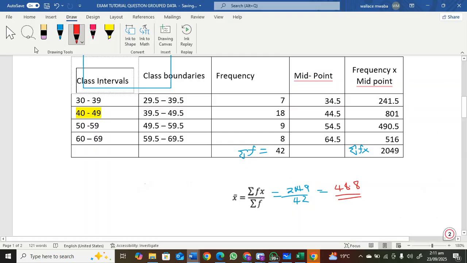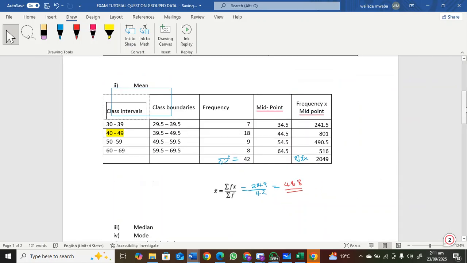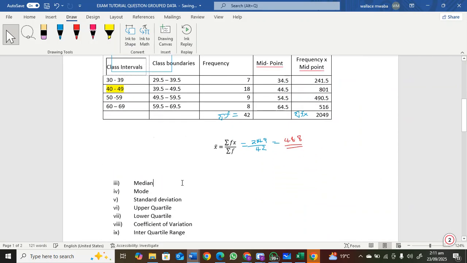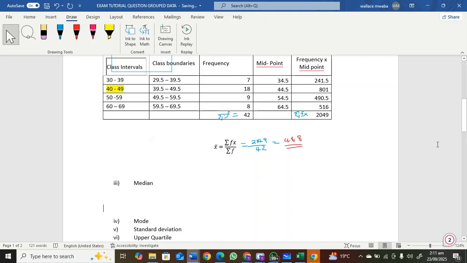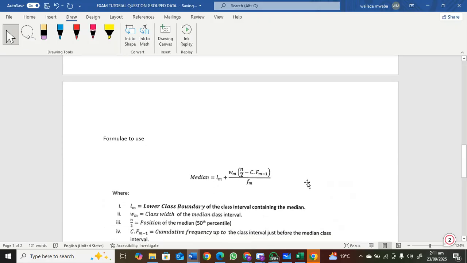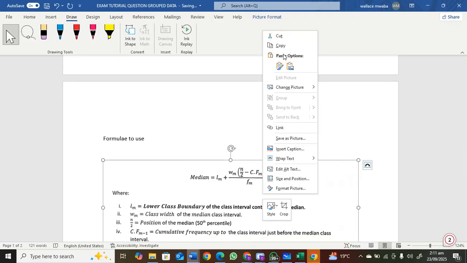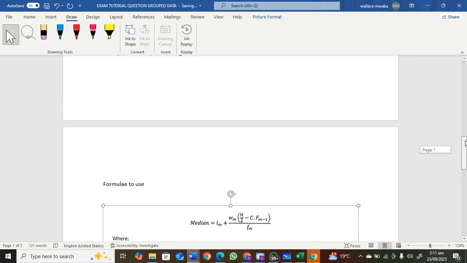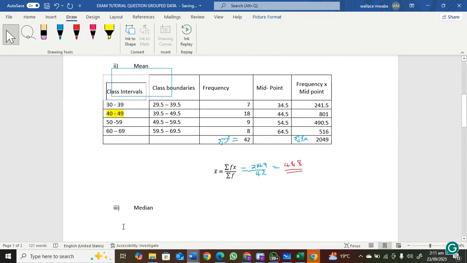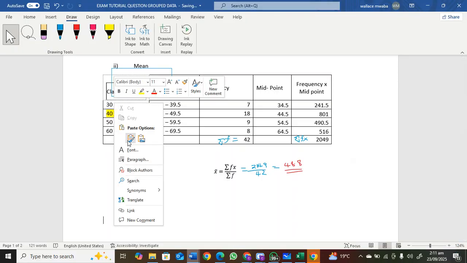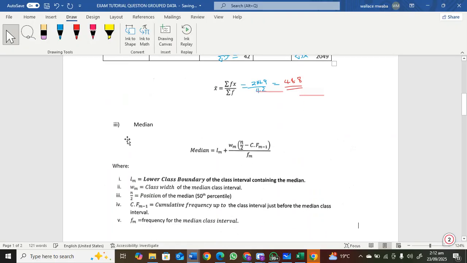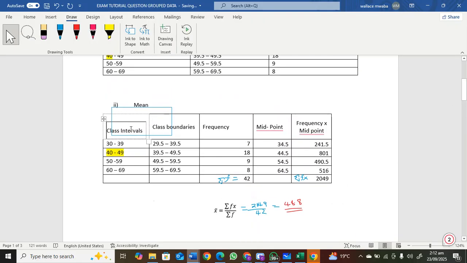Okay, now we go to the next part of our question. They want us to calculate the median. Right, so let me get the formula for the median. Okay, so we need to get our table here.